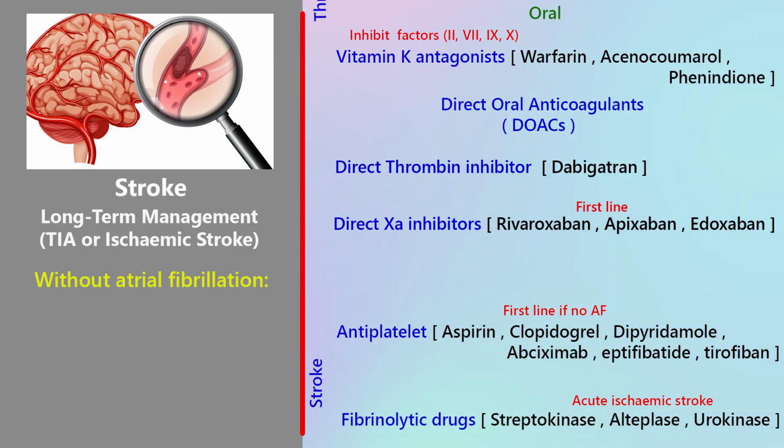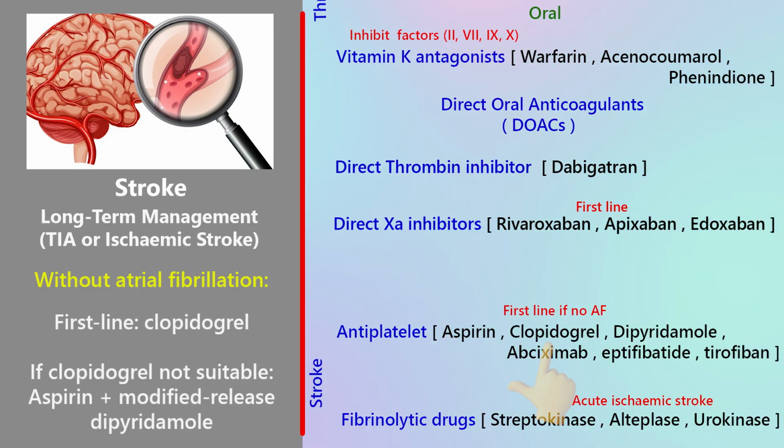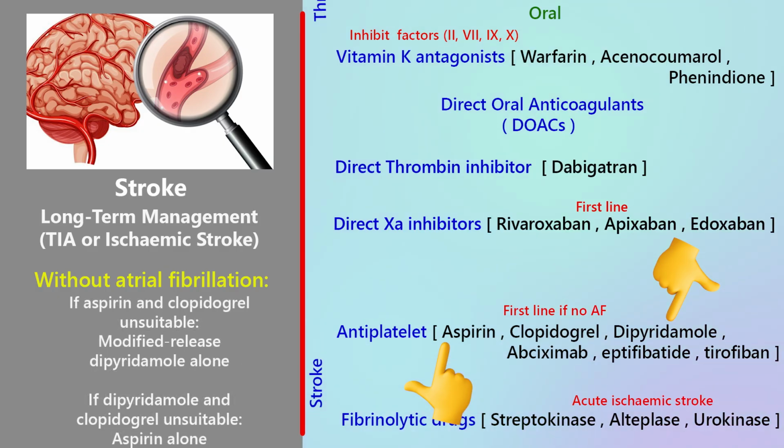If there is no atrial fibrillation, first-line treatment is clopidogrel. If clopidogrel is not suitable, use aspirin plus modified-release dipyridamole. If both aspirin and clopidogrel are unsuitable, use modified-release dipyridamole alone. If that is also unsuitable, then aspirin alone.